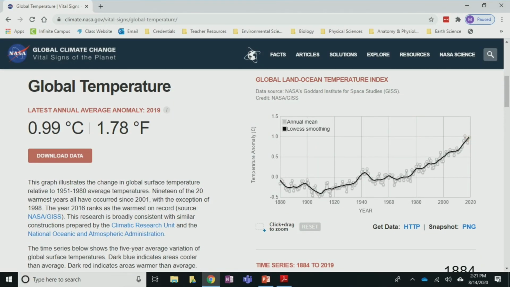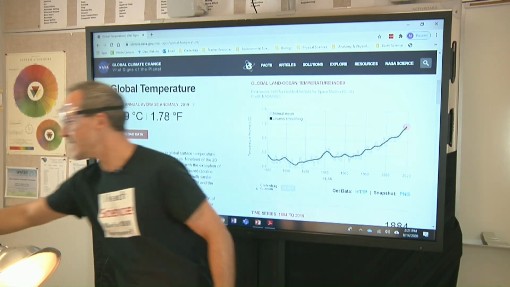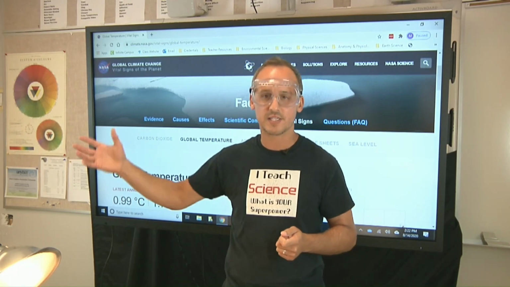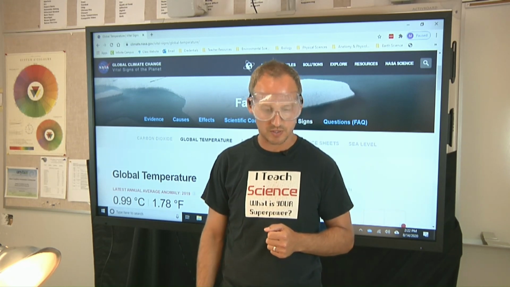So global temperature, if we click on that, we can see over here the last annual average anomaly: 19.99 degrees Celsius or 1.78 degrees Fahrenheit. We notice that our temperatures are rising as you look at the graph. So this is a really cool site. I did not get to show you all that much, but I've used this in my classroom many times. It's a phenomenal site with phenomenal information that you could utilize and just learn about.